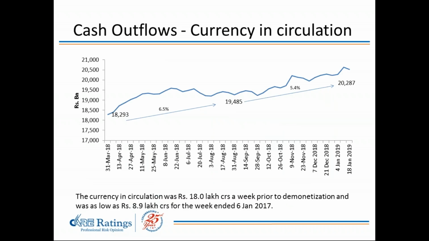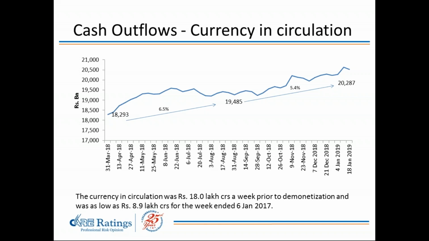Another factor pressuring liquidity in the banking system has been the high cash outflows from the banking system owing to seasonal factors such as festive demand, as well as tax outflows. During the current financial year, the currency in circulation has increased from rupees 18.3 lakh crores as on March 31st, 2018 to rupees 20.3 lakh crores as on 18 Jan 2019.